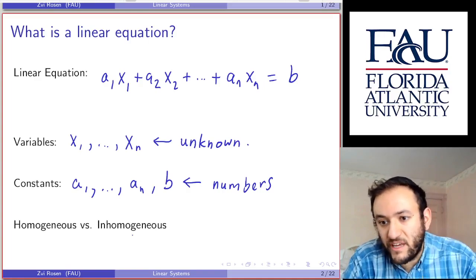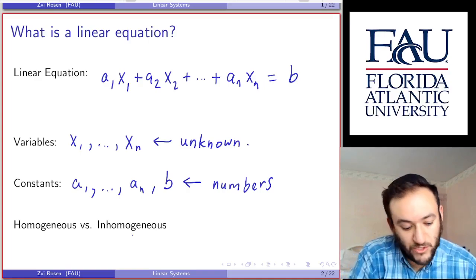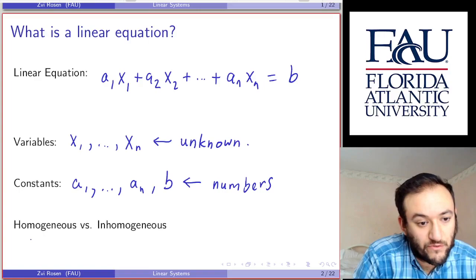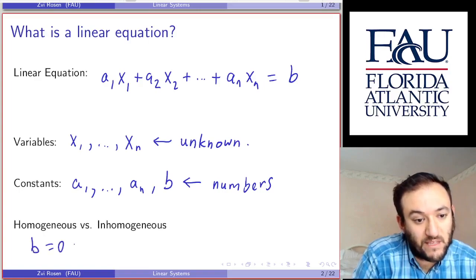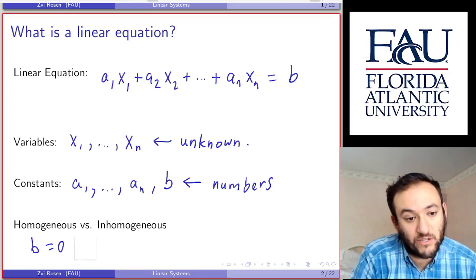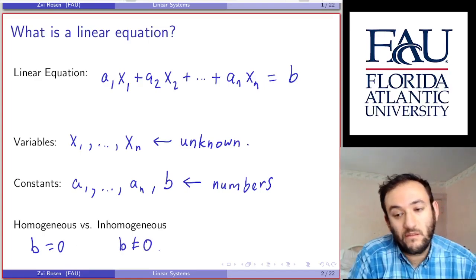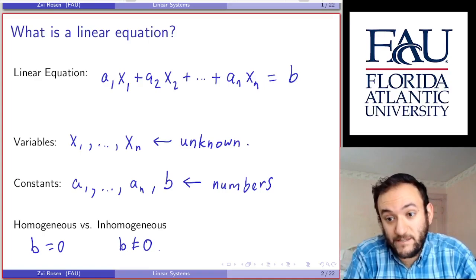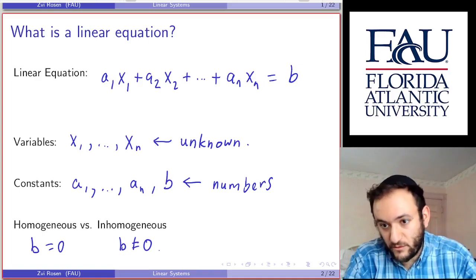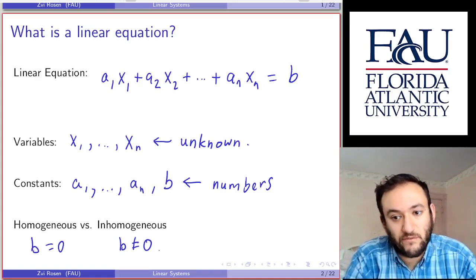And a linear equation can be homogeneous or inhomogeneous depending on the value of b. If b equals 0, that means we're looking at a homogeneous equation, whereas if b is not equal to 0, the equation is inhomogeneous. And the way we deal with those different types of equations is a bit different.